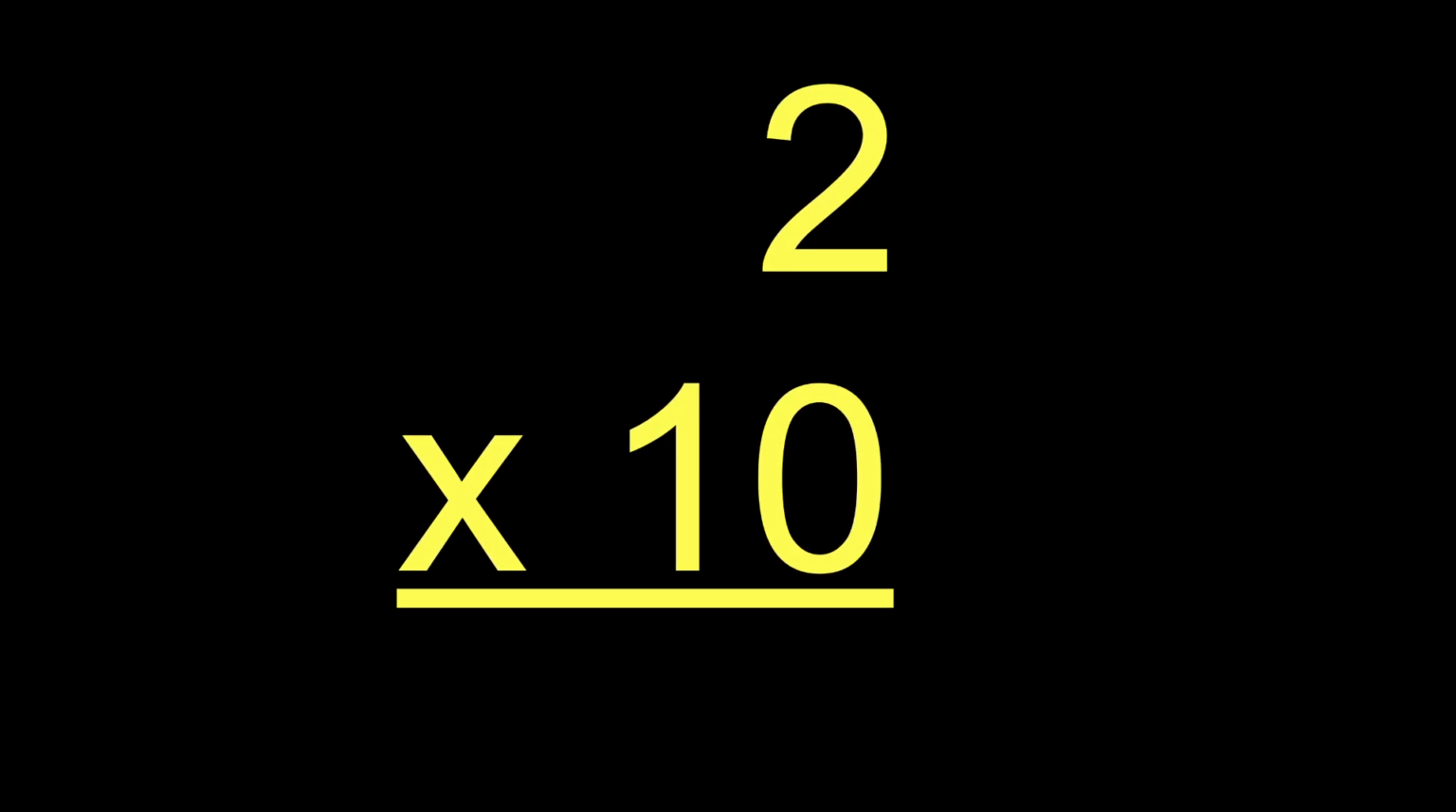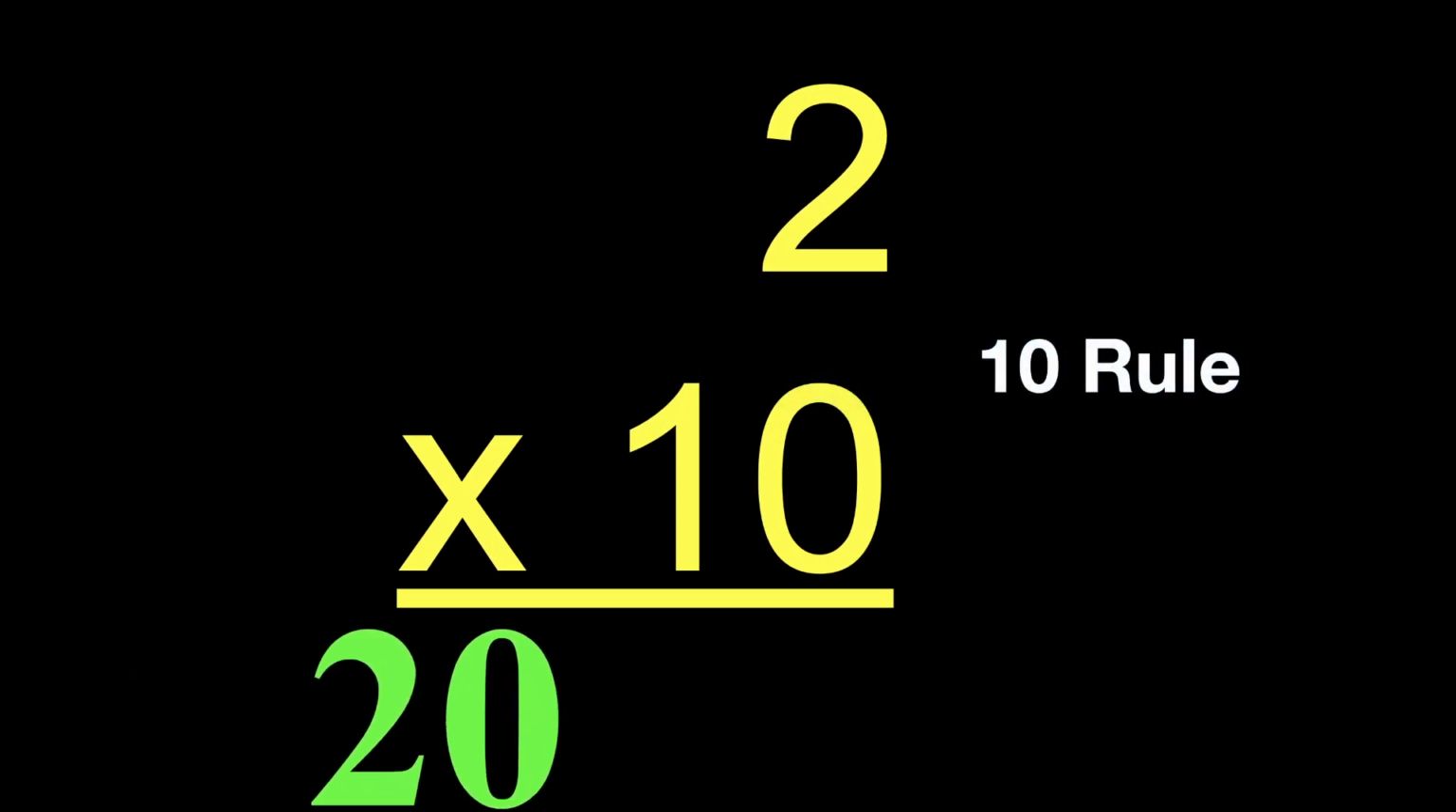2 times 10. That's easy. That's just a 10 rule. And remember, the 10 rule is that we just add a 0.